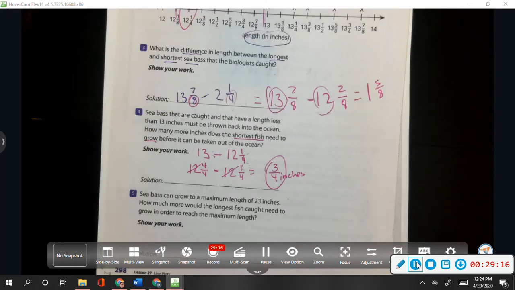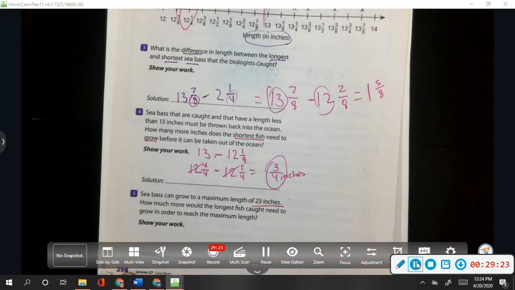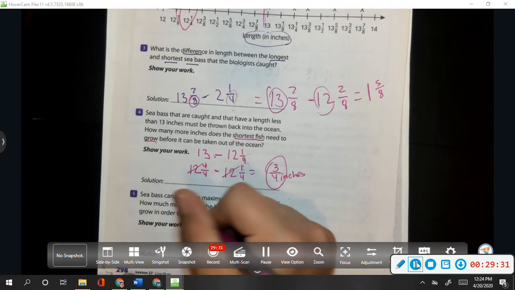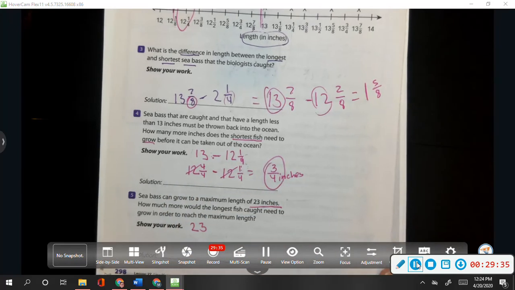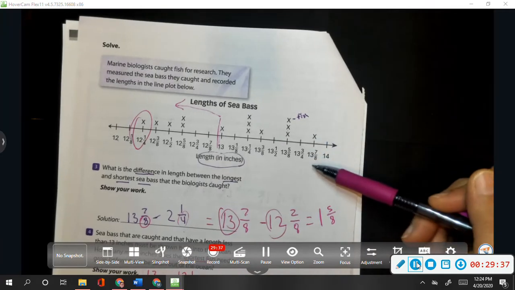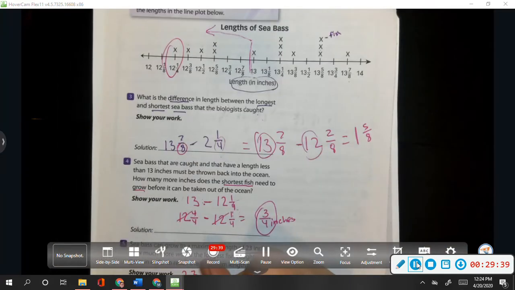Number 5. Sea bass can grow to a maximum length of 23 inches. How much more would the longest fish caught need to grow in order to reach the maximum length? So they can grow as long as 23 inches. Well, the biggest fish we caught over here was 13 7/8 inches.